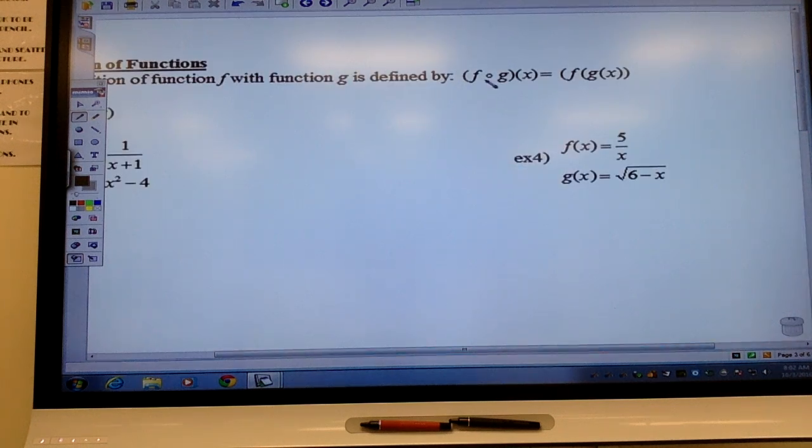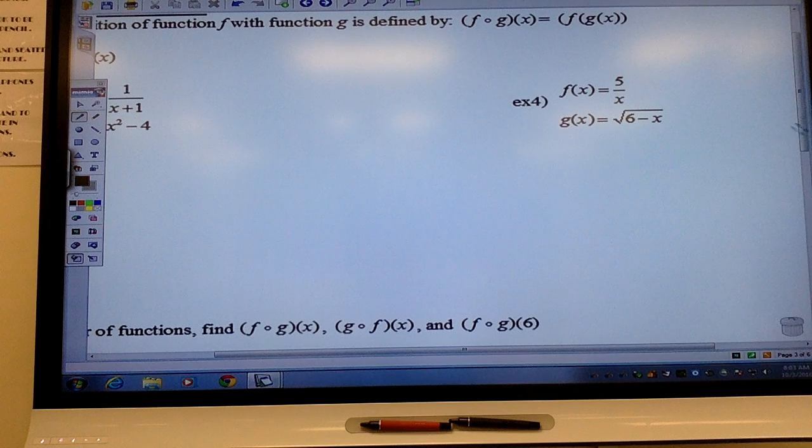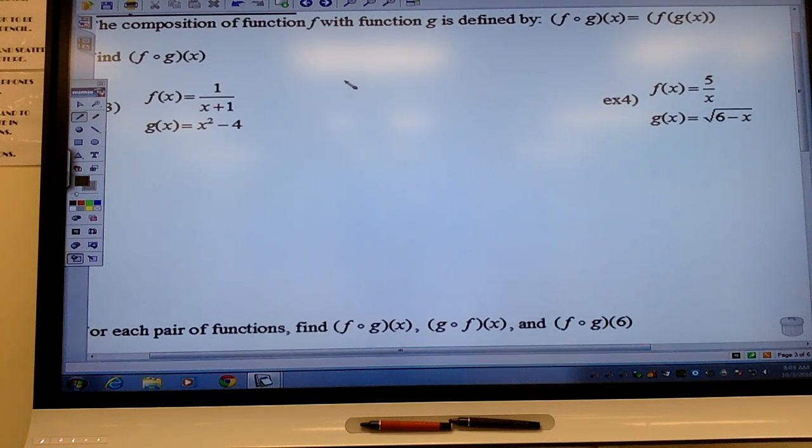So notice this small open circle here between our 2 functions. That means a composite, and another way to write that would be f of g of x. So just presently, I'm just going to do the first problem because we'll get more exercises in problems number 5. All right, so here we want f of g of x.